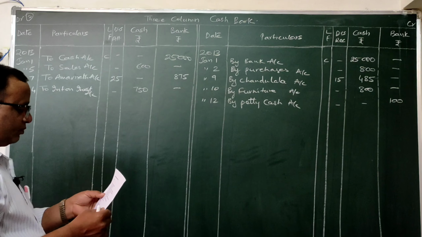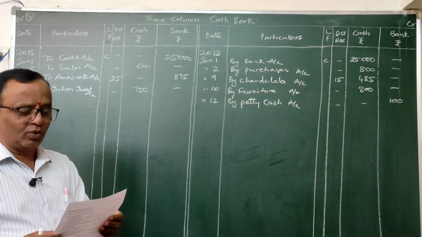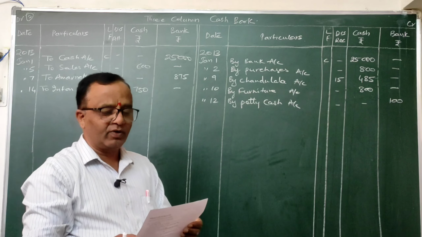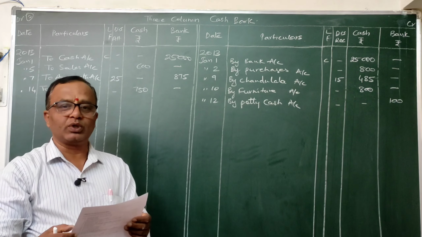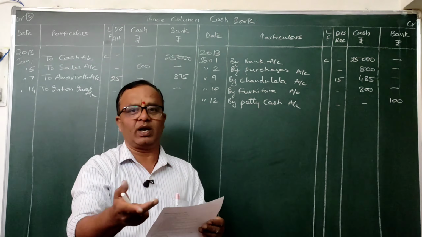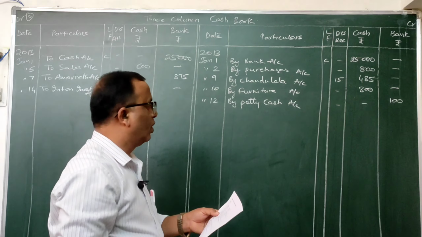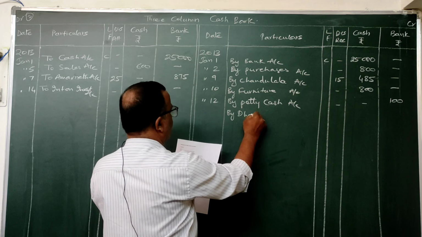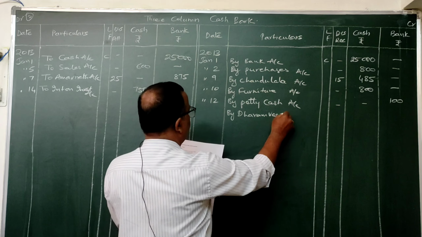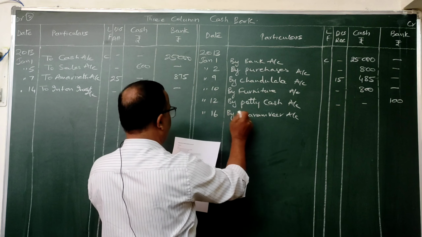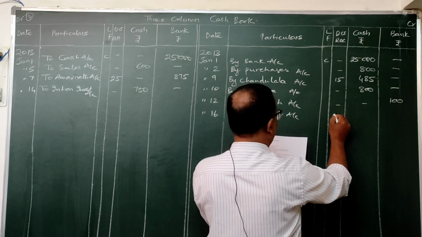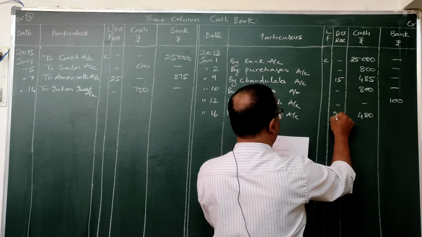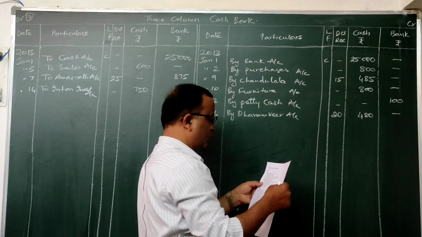On 16th, paid Dharmveer in full settlement 480 and was allowed a discount 20. That means who have paid? We have paid. We have paid Dharmveer 480 and discount allowed is 20, means who will allow the discount? Dharmveer allows the discount and we will receive the discount. So it is discount received. Okay, so our entry will be Dharamveer account debit to. So by Dharamveer. You have paid by cash. So in the cash column 480. Discount allowed here means we have received discount. So discount is 20. You have paid through cash.